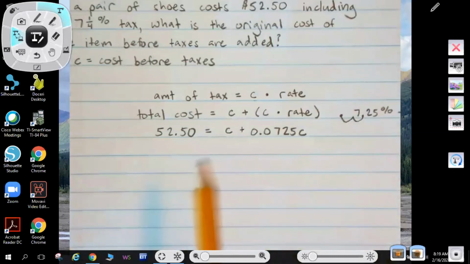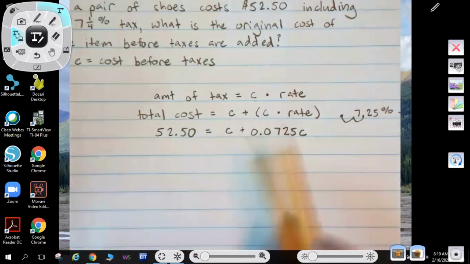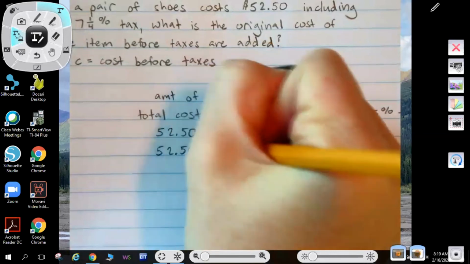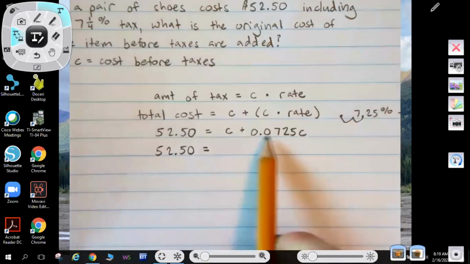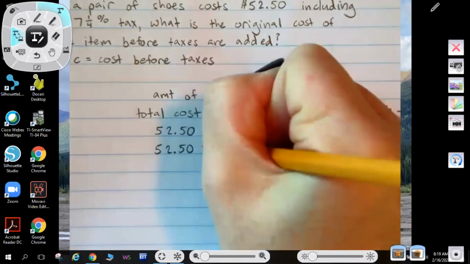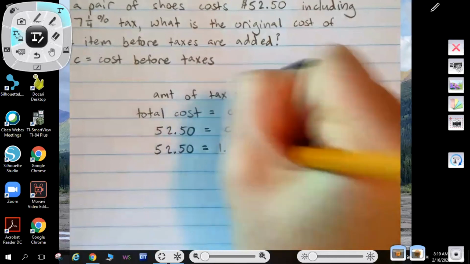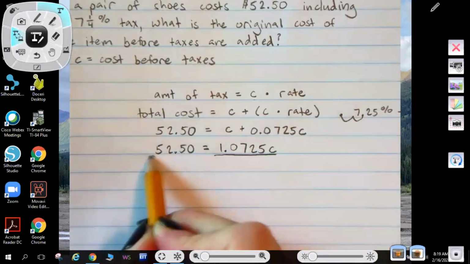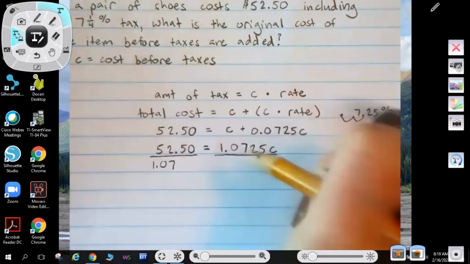Now we can solve this equation for C. On the right side, we have C plus 0.0725 C. The coefficient on this C is just 1. So when we add them, we get 1.0725 C. To get C by itself, we need to divide both sides by 1.0725.